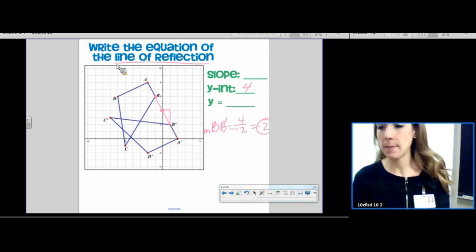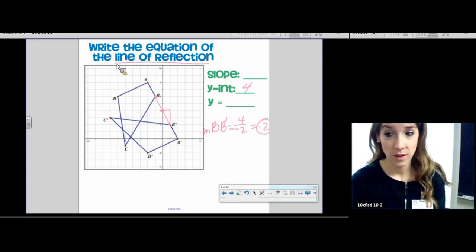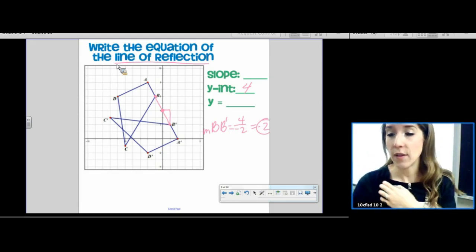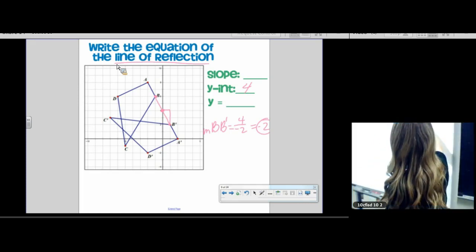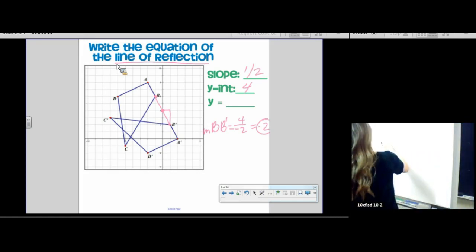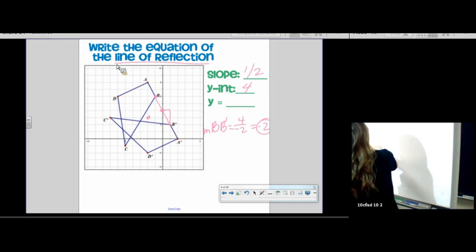So the slope of B prime is negative 2. We want our line of reflection to have the opposite reciprocal slope. So the line of reflection slope is going to be 1/2. Fall 1, run backwards 2. Okay.